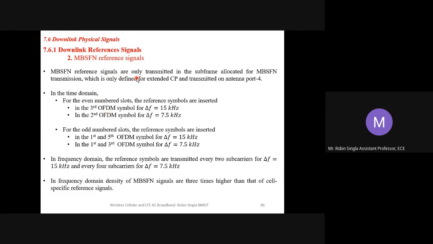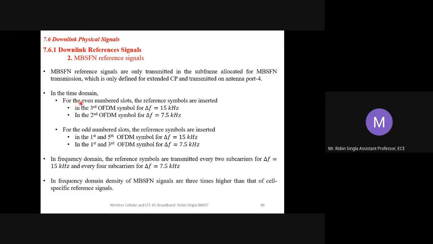MBSFN reference signals are only transmitted in subframes allocated for MBSFN transmission, which is only defined for extended CP. If you remember, MBSFN works only for extended CP and is transmitted only on antenna port 4. In the time domain, the reference symbols are transmitted on different OFDM symbols for even-numbered slots and odd-numbered slots, and also differ for the subcarrier spacing.